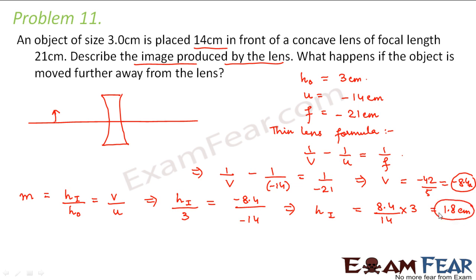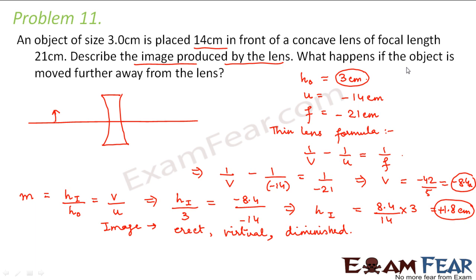So this shows that the image is erect. Since the image is erect, what information do we get? The image is erect, so the image is also virtual. And what about the size of the image? Object was 3 centimeters and the image is 1.8 centimeters. So the image is also diminished. And the image is located 8.4 centimeters from the optical center of the lens.